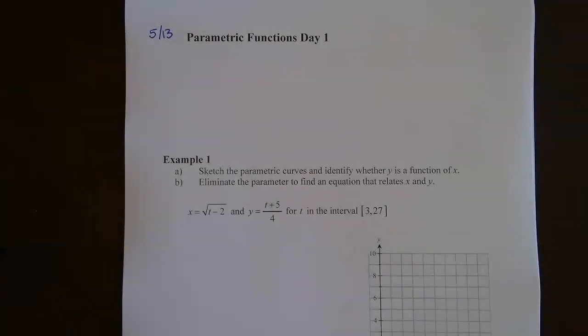All right, today is May 13th, and we're going to start talking about the last unit in Calculus BC. We start off with this thing called parametric functions, and it's day one. What parametric functions do is tell you about how a particle or a point moves in a plane. So that's what we're going to do, two-dimensional.